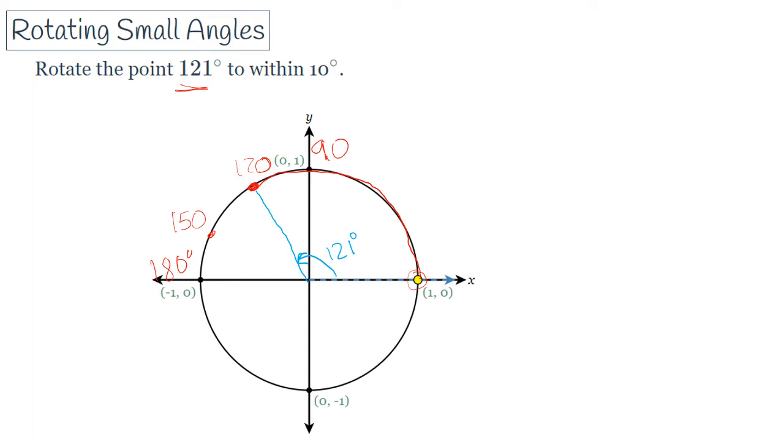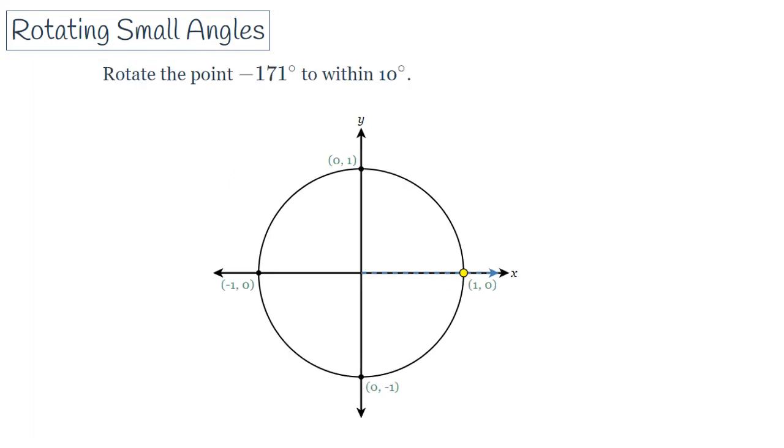Okay, let's look at another one. Here we got a negative angle. All a negative angle means is that we're rotating clockwise instead of counterclockwise. Normally we rotate an angle in that direction, which is counterclockwise. If I want to rotate an angle in a negative direction, I rotate it the other direction, which would be clockwise. So it would be in that direction.